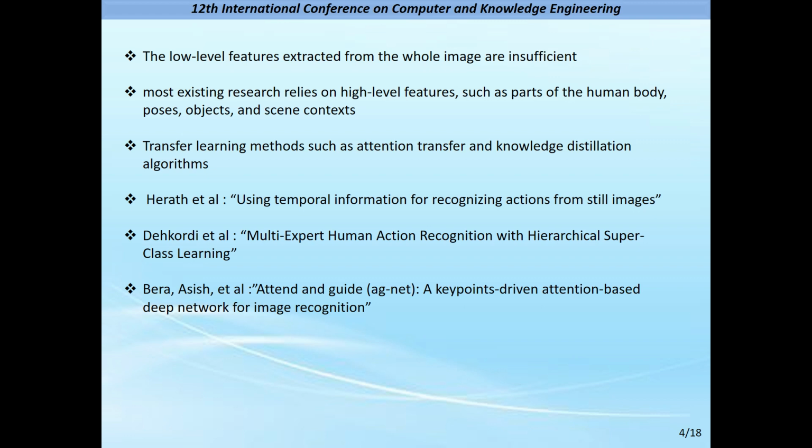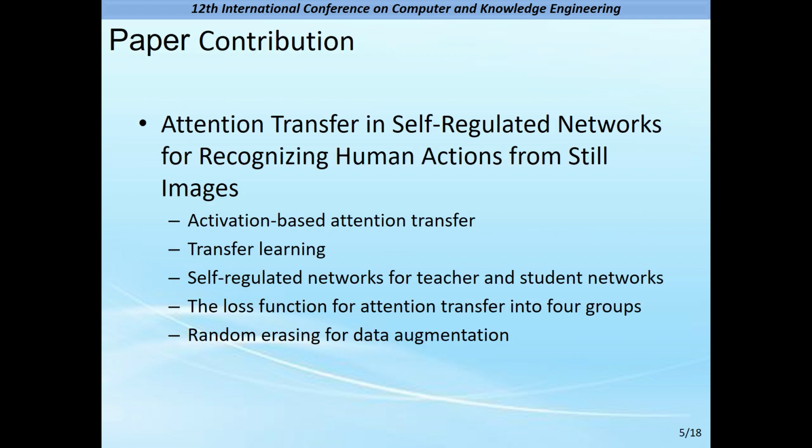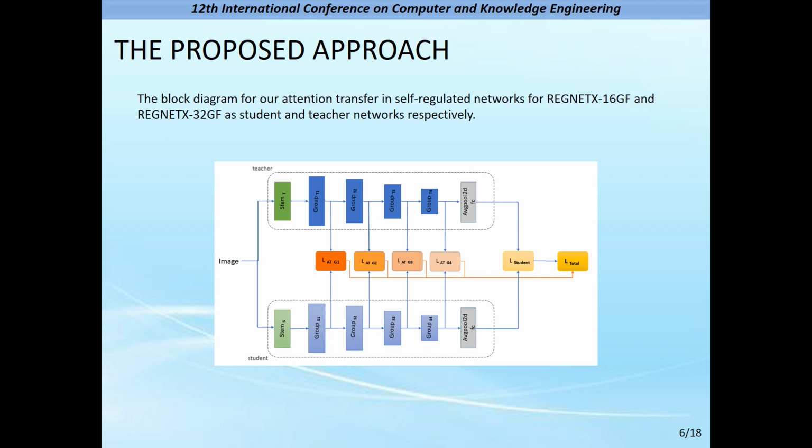The Attend and Guide Network, AGNet, which identifies images in these semantic regions and learns how to attend each region according to its importance to classification decisions, is trained in an end-to-end framework. Based on our studies so far, the attention transfer method in the teacher-student structure in emerging self-regulated networks has not been studied enough. The main foundation of this research include the following: activation-based attention transfer, transfer learning, self-regulated networks for teacher and student networks, the loss function for attention transfer into four groups, random erasing for data augmentation. We can see the block diagram of the proposed method in this image.